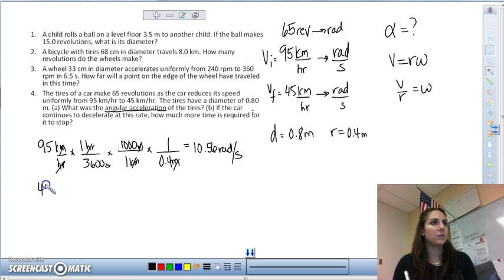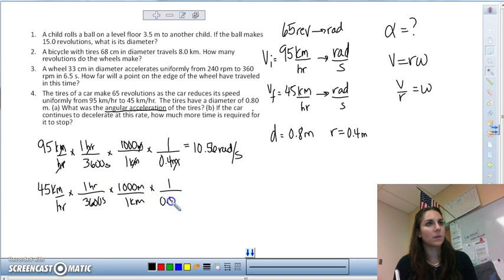So I'm going to go ahead and do this same calculation here. It's exactly the same because we're converting the same numbers. Again, I'm going from velocity to angular velocity. But this, of course, is not in meters per second, and then we have to take this and divide it by r. So that's why there's this extra step here, because we're dividing by r. So 45 times 1,000 divided by 3,600 divided by 0.4.